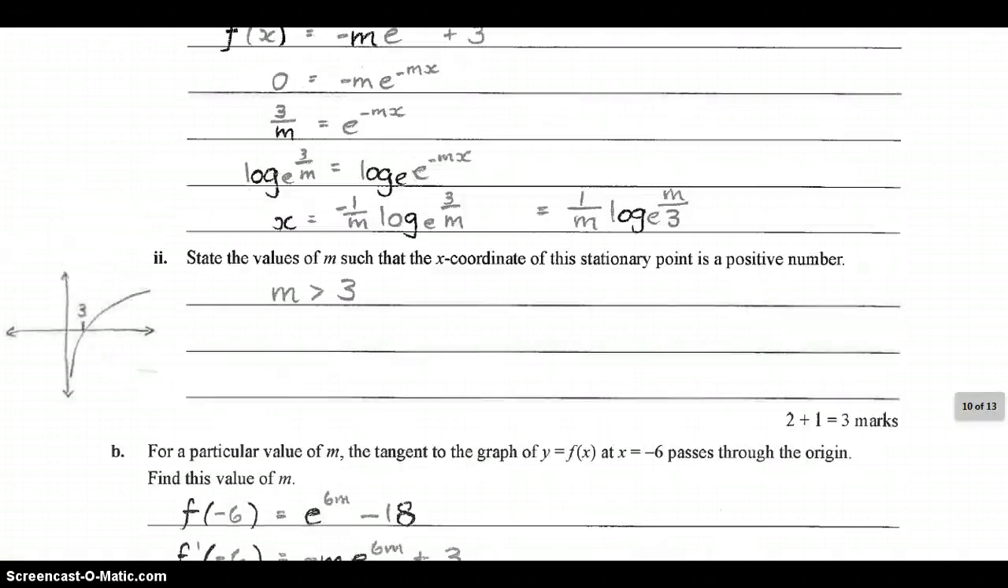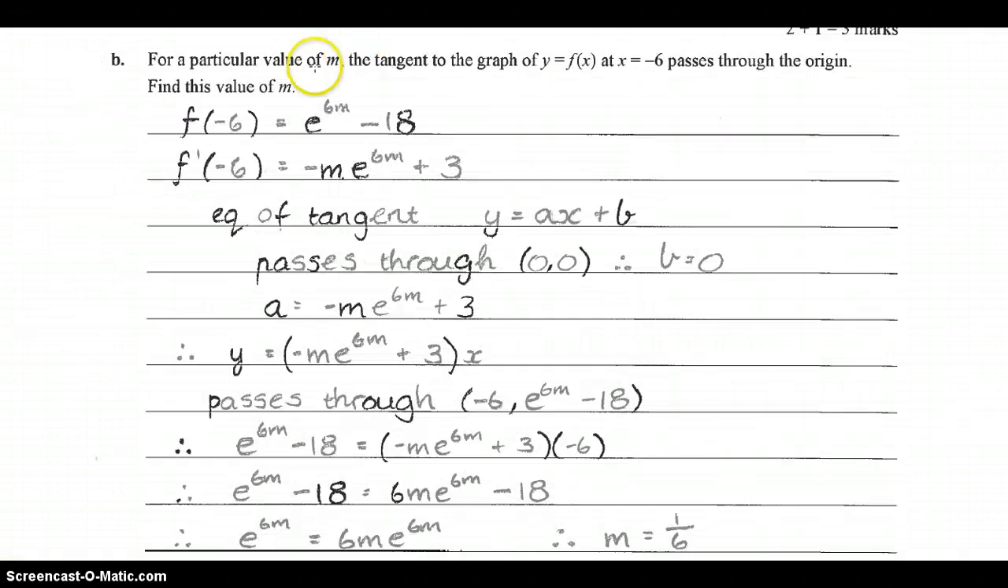Okay, so final question. For a particular value of m, the tangent at x equals negative 6 passes through the origin. Find this value of m. So what I've done, I've started here by finding the y-coordinate of the function at negative 6, which is e to the 6m minus 18. So I've subbed in negative 6 into the function, and I've subbed in negative 6 into the derivative function as well, which gives me negative m e to the 6m plus 3.